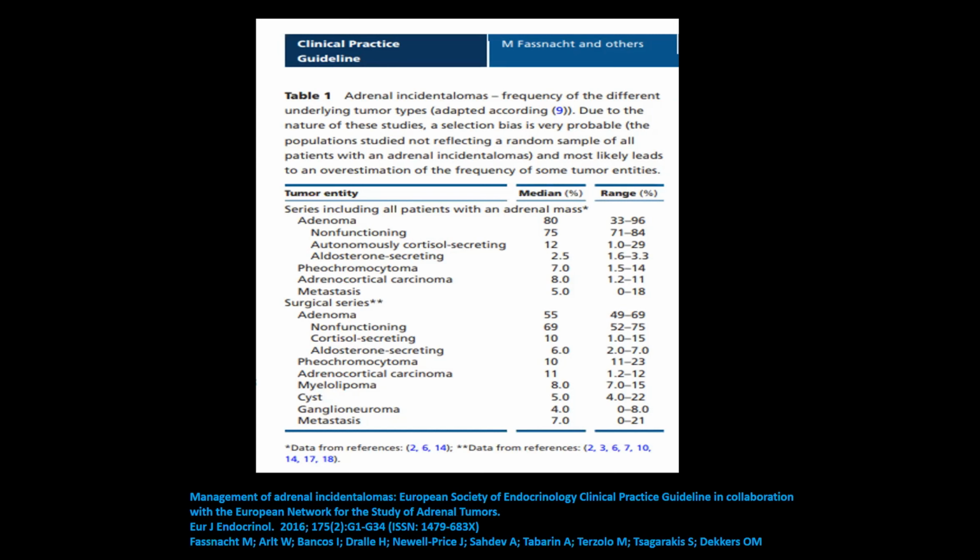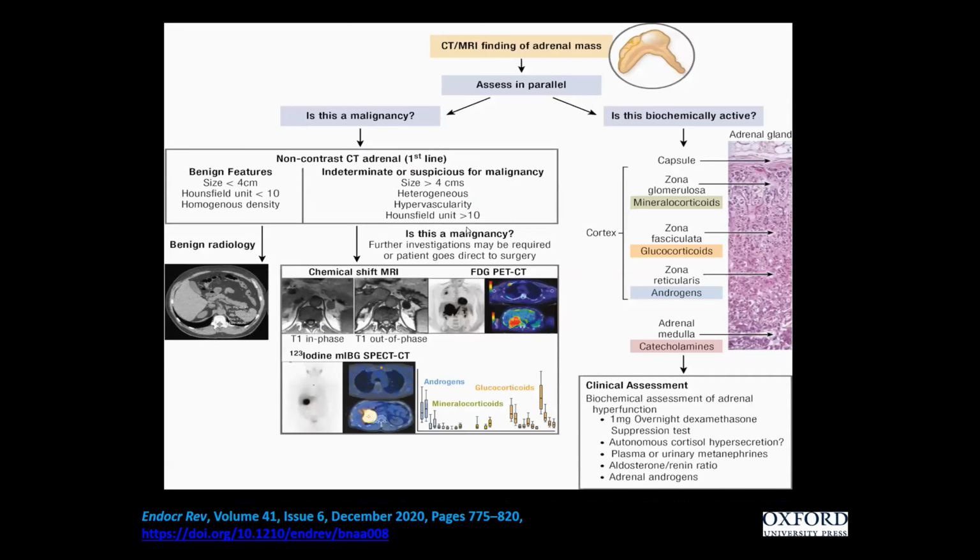That's under 10% as well. Occasionally, it may be a metastasis. So particularly for a patient who's got other history of cancer, we may want to be considering that. As you can see, a majority of these are going to be non-functioning, but we want to really select out those cases where there is hormonal excess.